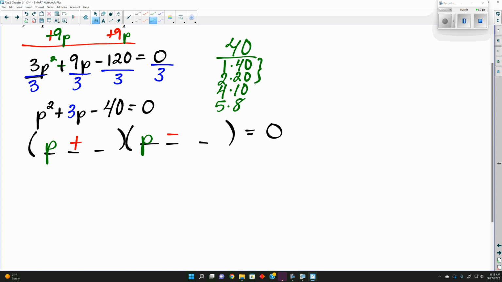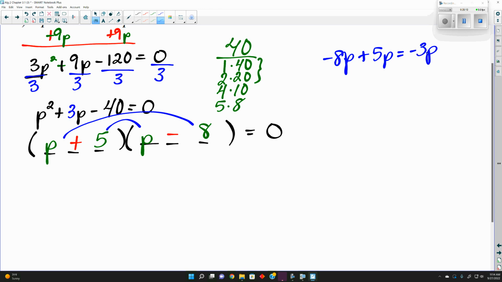Which one do we want to be positive? And we can check it here. So p times negative 8 is negative 8p. 5 times p is plus 5p. Negative 8 plus 5 is negative 3p. Is that what we wanted? So we can flip the signs. Make one positive, which will tell us that 8p minus 5p is positive 3p.